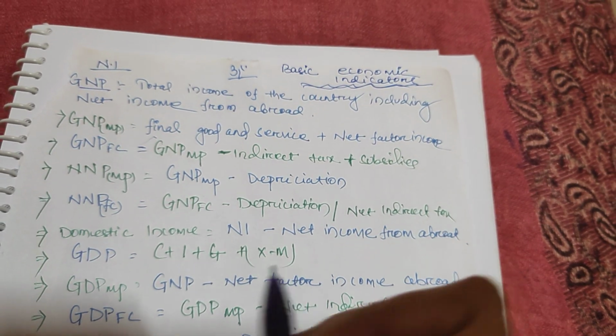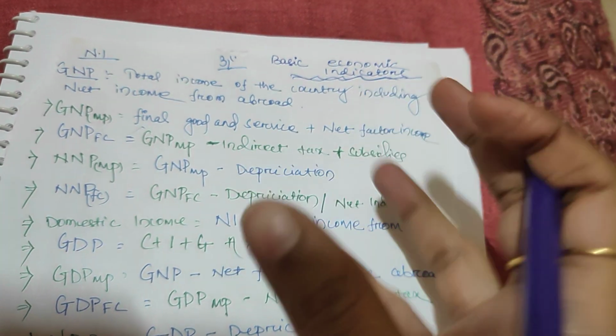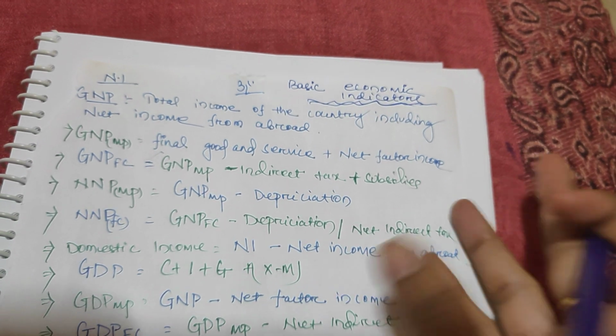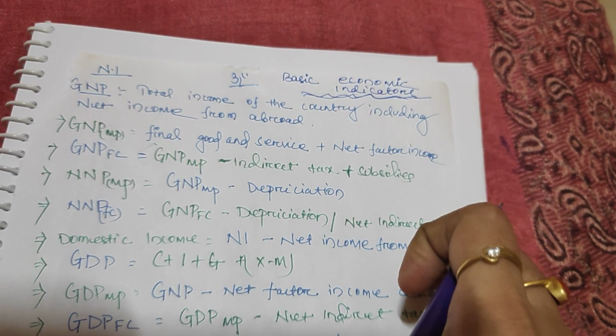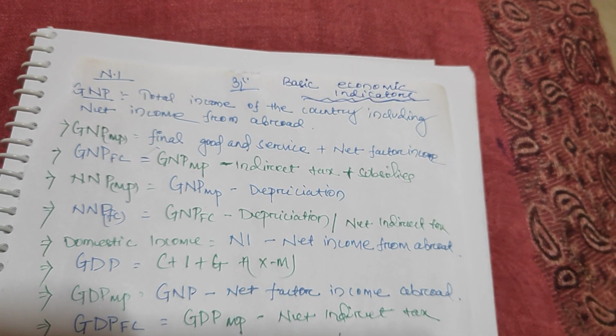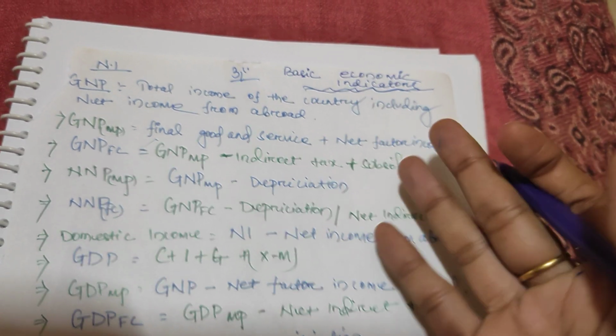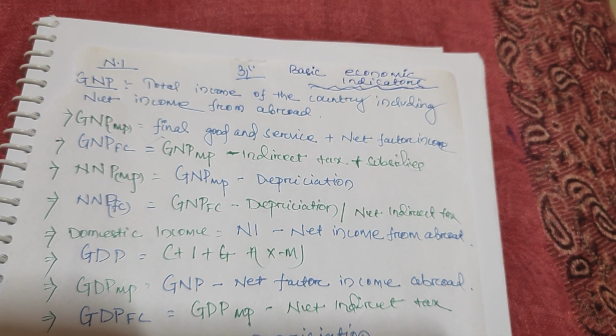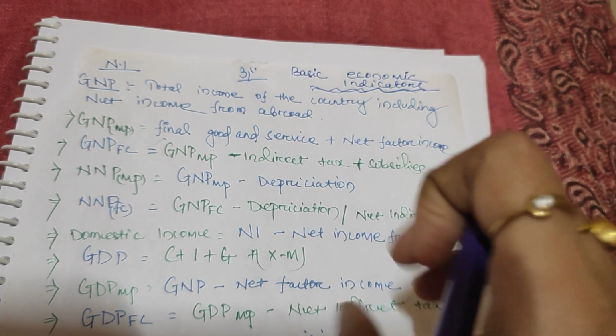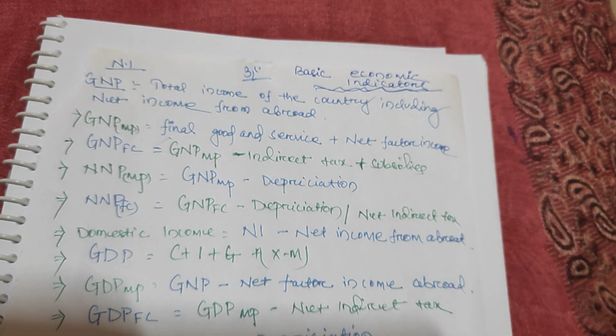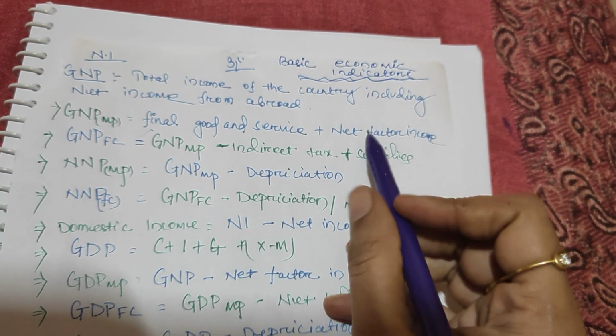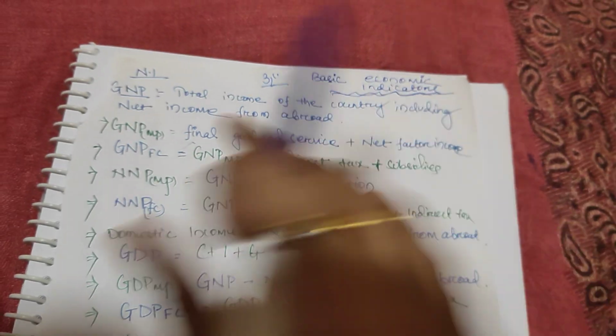Hi friends, today I'll discuss a very important fact for you. These are the concepts where you get confused the most. When you start reading economics, you continue with these things, but most of us get confused in this concept. So I would like to discuss the basic economic indicators.